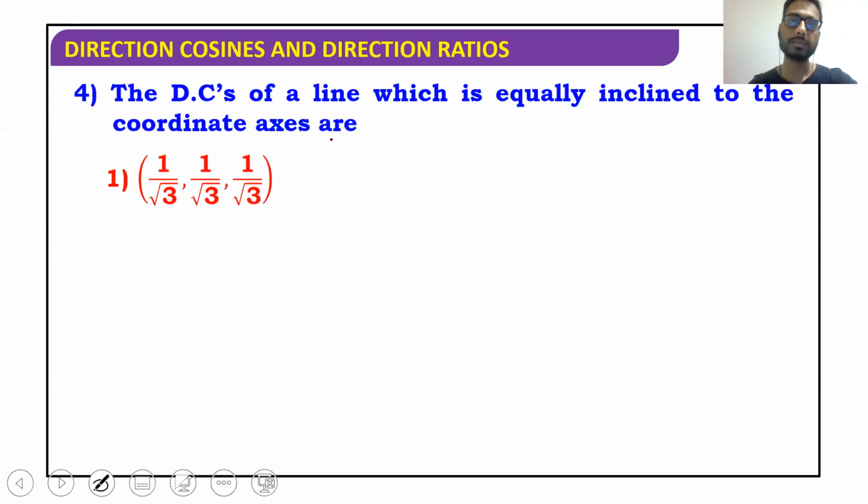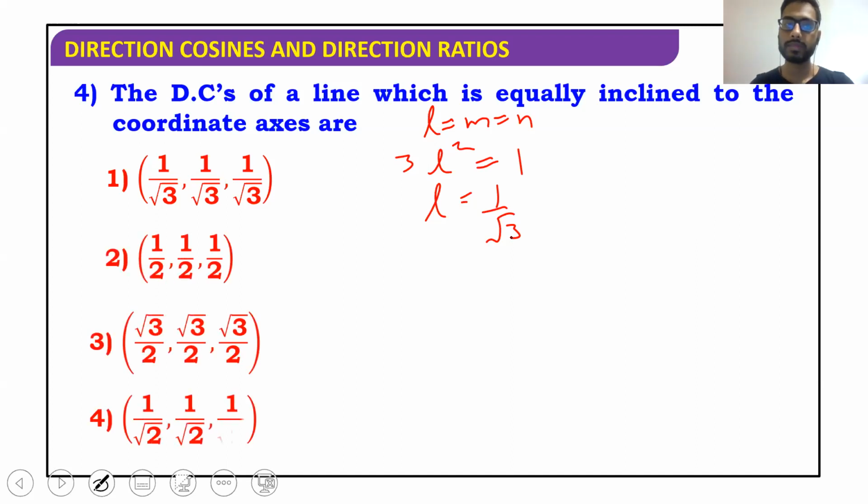The direction cosines of a line which is equally inclined to the coordinate axes. So it is given that the line is equally inclined, therefore their values should be the same. I know that L square plus m square plus n square is equal to 1, and if L, m and n are equal, then 3L square is equal to 1. Therefore, L is equal to 1 by root 3. If L is 1 by root 3, m and n would also be equal to 1 by root 3. So, answer number 1.